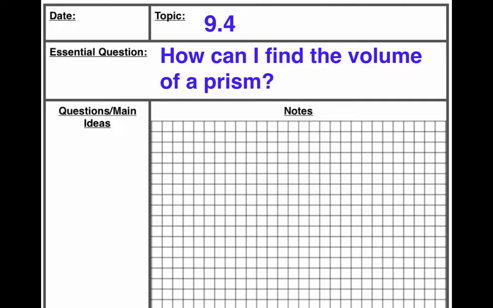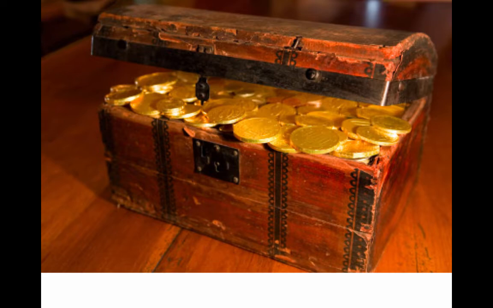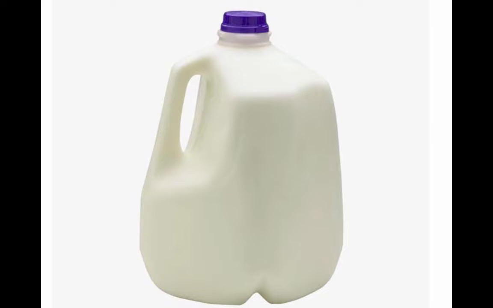So what is volume? Well, in this treasure chest that you see in this picture are a whole bunch of coins. The volume is how many coins fit inside the chest. Or for instance, in this gallon of milk, the milk inside the gallon is the volume that fits inside this container.